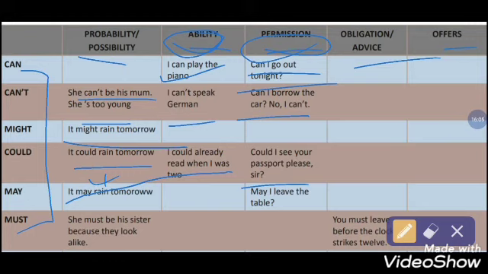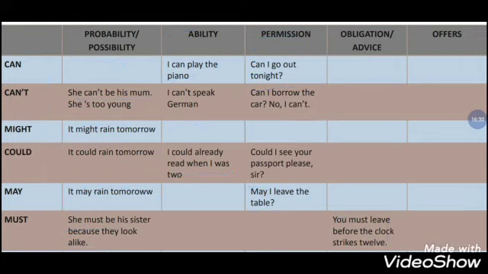Next word is may. It may rain tomorrow. It is for probability. And may I leave the table? It is for permission. Next is must. It is used for obligation as well as possibility. First we discuss possibility. She must be his sister because they look alike. Okay. And in advice, you must leave before the clock strikes 12.